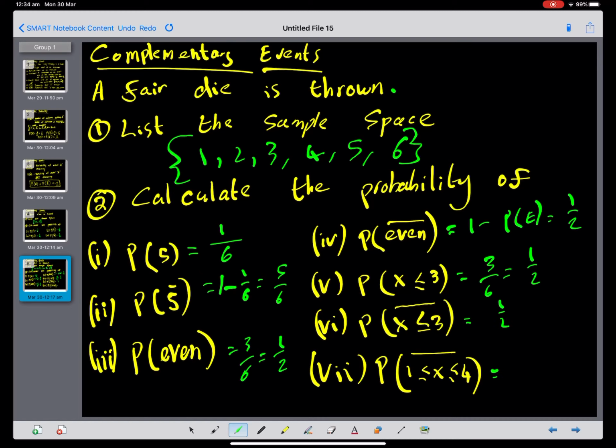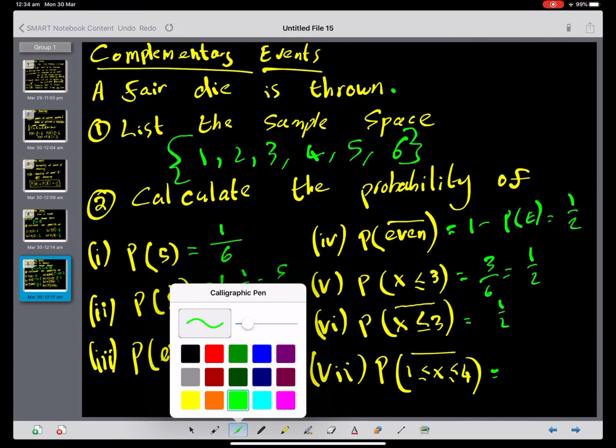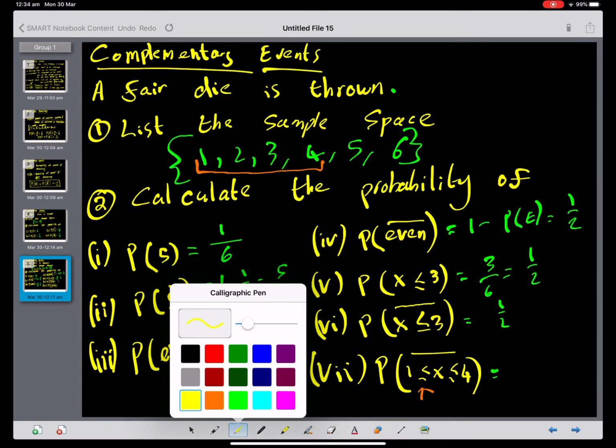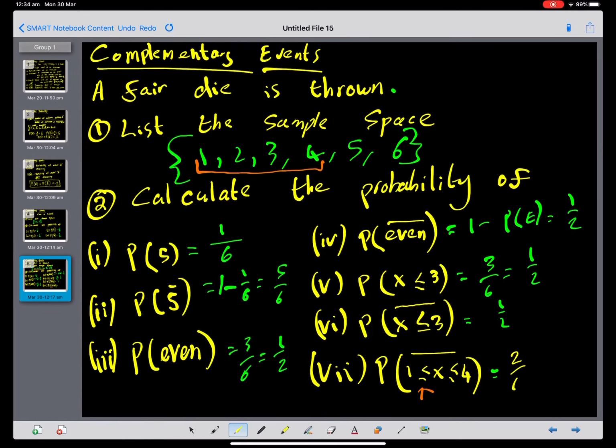And then finally, not greater than or equal to 1, but less than or equal to 4. So this inequality here, the line at the bottom means including. So not in between that inequality is 2 over 6, which is a third.